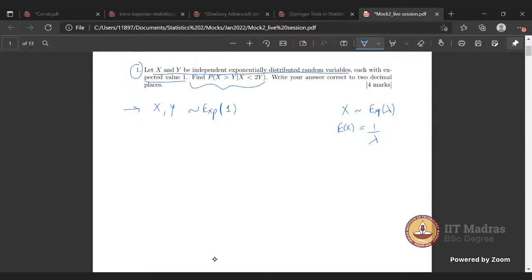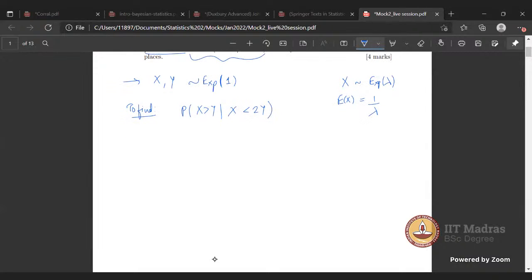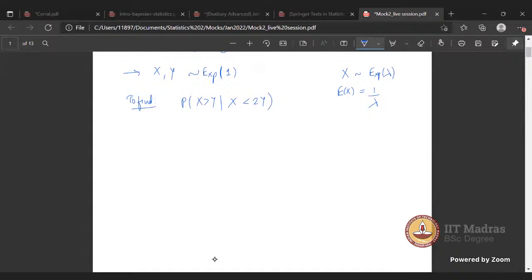So this is the information about the two random variables x and y. Now we have to find the probability that x is greater than y given x is less than 2y. Right? So this is a conditional probability. Now, how will we write it?